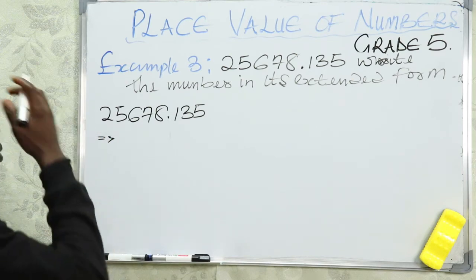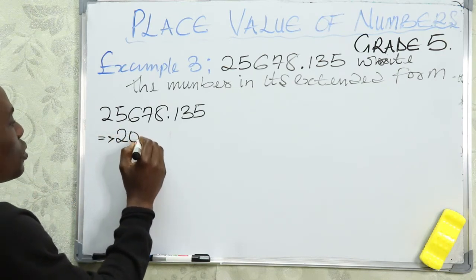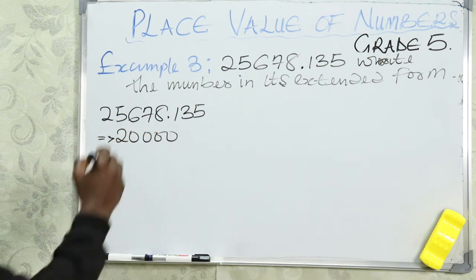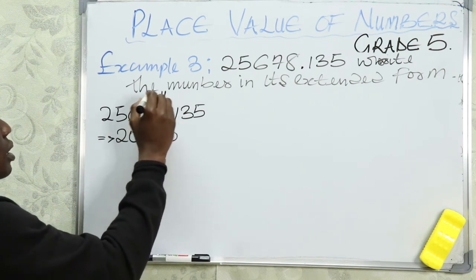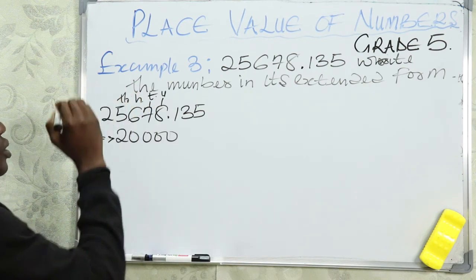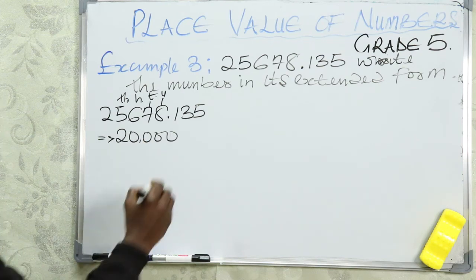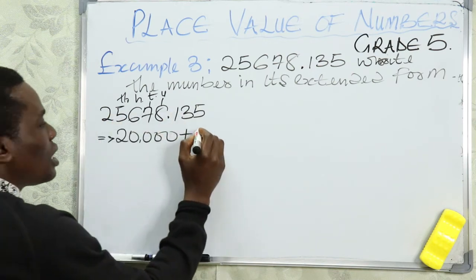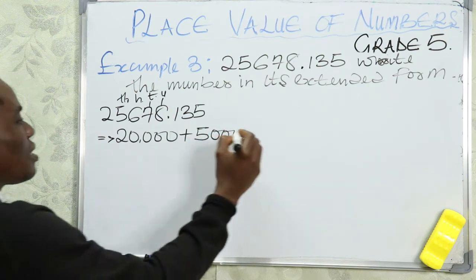What do we have? We have 2. 2 will be 20,000, right? Because this is in the units, this is in the tens, this is in the hundred, this is in the thousands, and this is in the tens of thousands. So we have it as 20,000 plus 5 is in the thousands too. That will be 5,000, right?